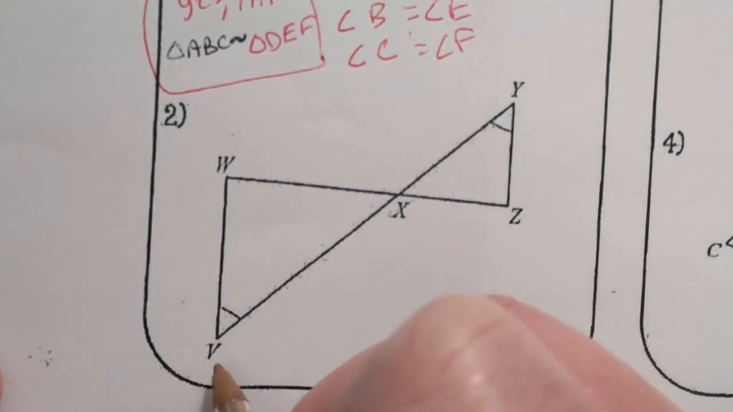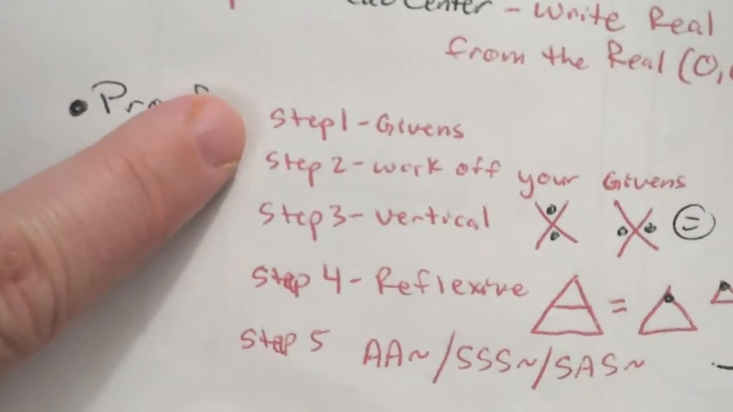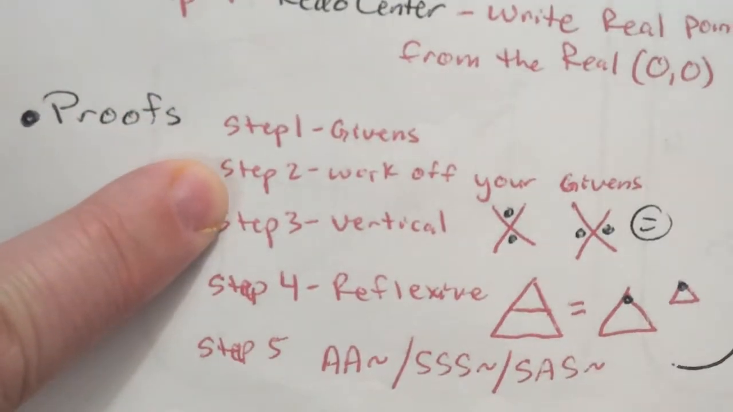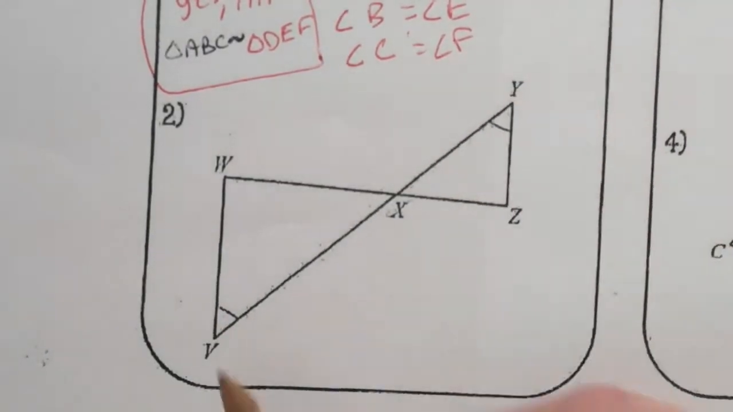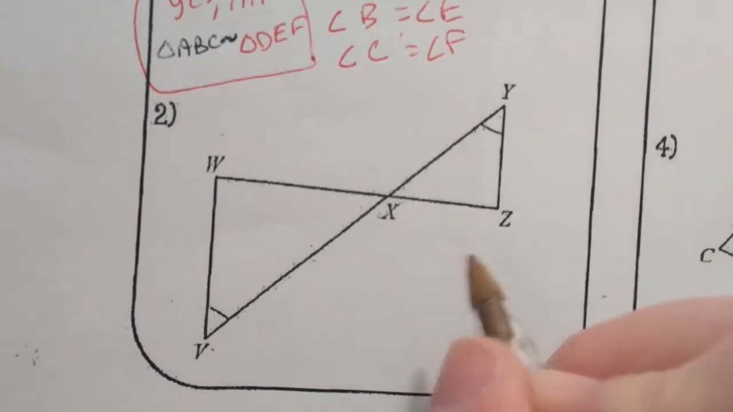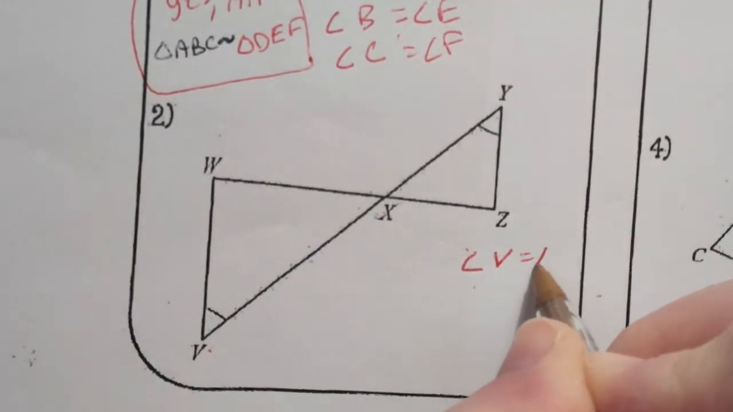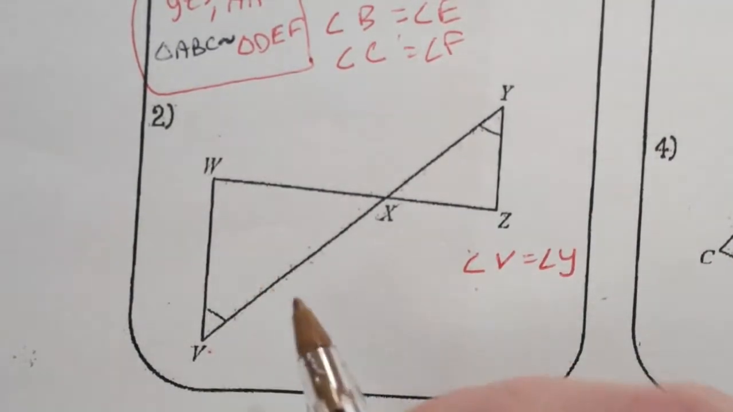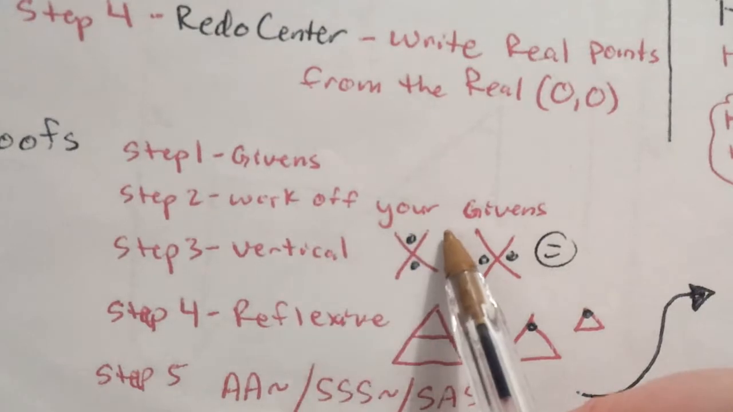All right, so remember, all you have to do is start with your givens and work off of your givens. So as of so far, all we have is angle V is equal to angle Y. That's all we have so far. We need something else. So we did everything off of our givens.